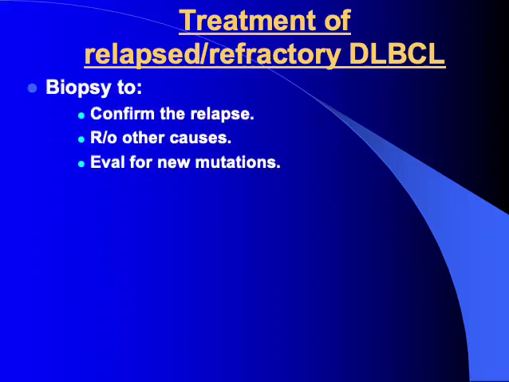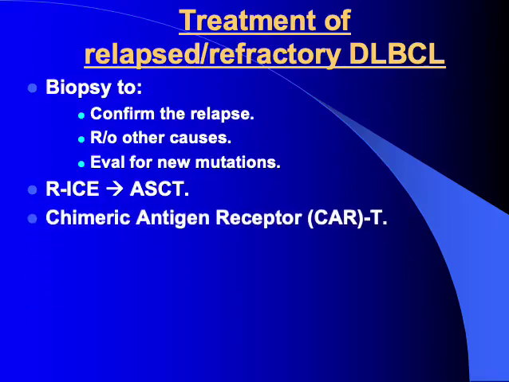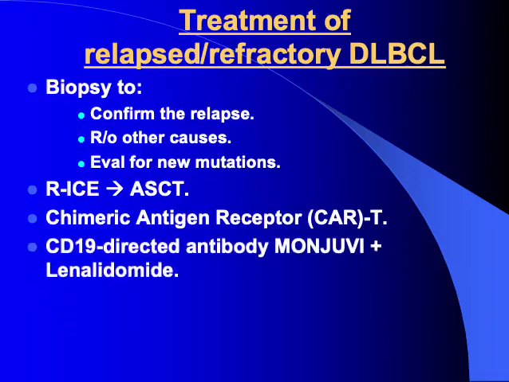Treatment of relapsed or refractory diffuse large B-cell lymphoma. You may need to repeat biopsy to confirm the relapse, rule out other causes, evaluate for new mutations. The treatment is either salvage chemotherapy, in this case rituximab with chemotherapy called ICE, and then we follow that with autologous stem cell transplant as a consolidation. Or we may treat nowadays with chimeric antigen receptor, CAR T. We'll talk about it a little bit in the next slide.